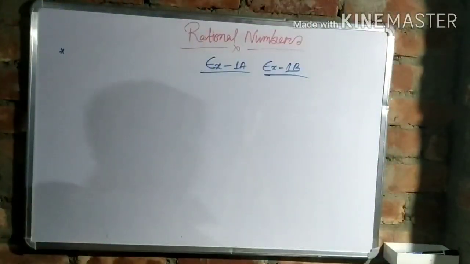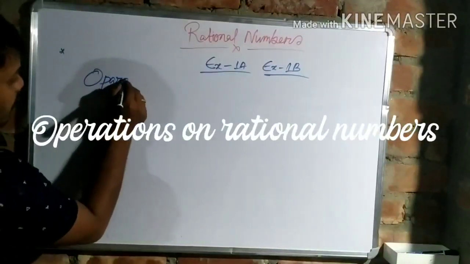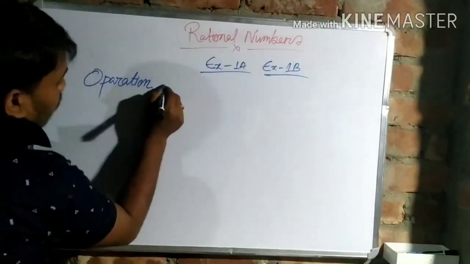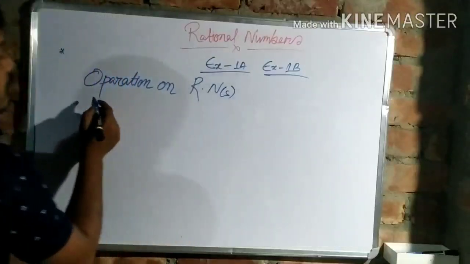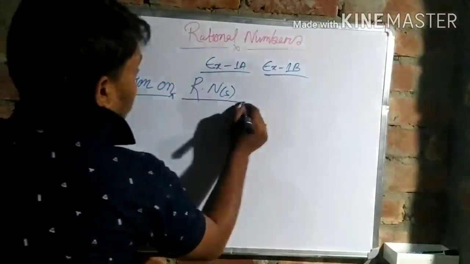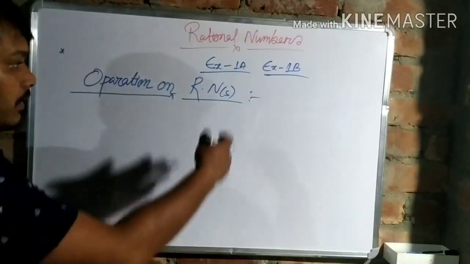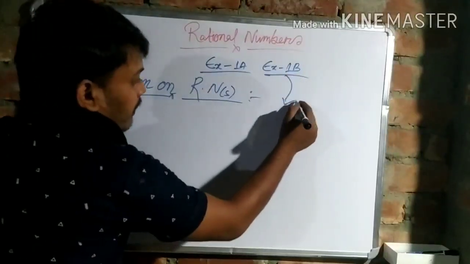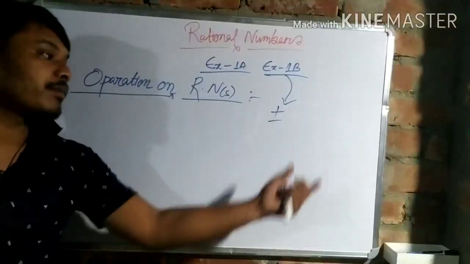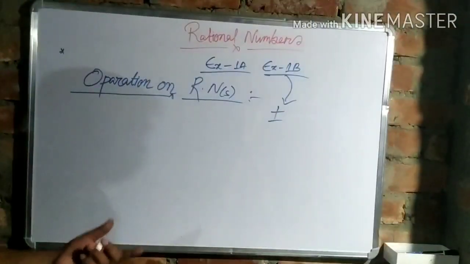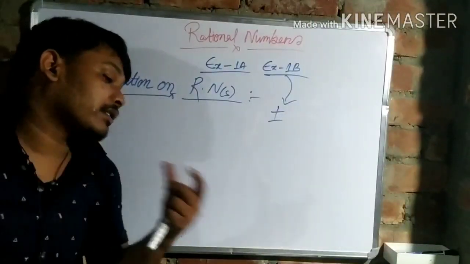The concept based on exercise 1B is operations on rational numbers. In exercise 1B, there are only two operations, plus and minus. Multiplication and division are given in another exercise.